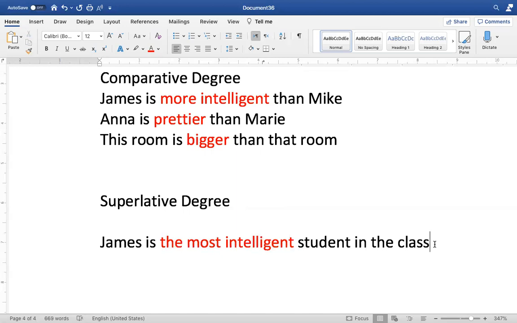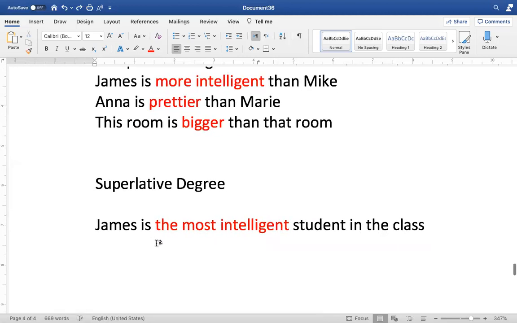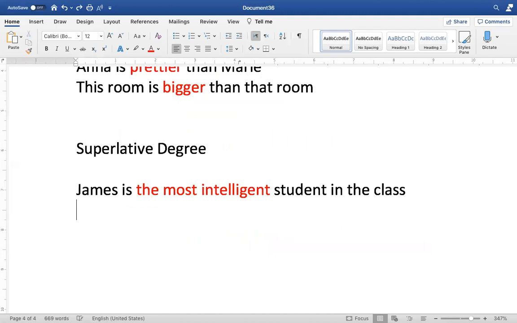Yeah, that's not a problem. You can use all of them. You can use the positive, comparative, and superlative forms in the negative and in the question. That's not a problem. So, for example, James is not the most intelligent student in the class. So you're saying he's not the most intelligent man in the class. I prefer keeping it positive, but yes, you do have the possibility to change it into negative.